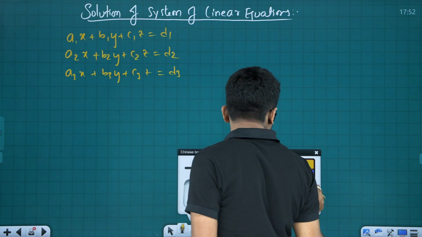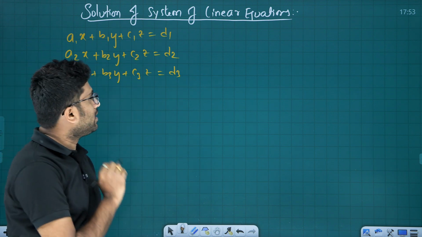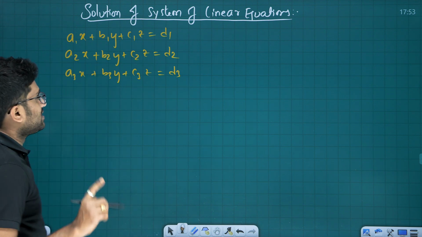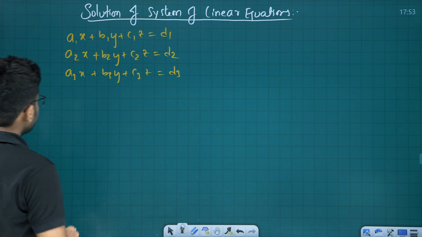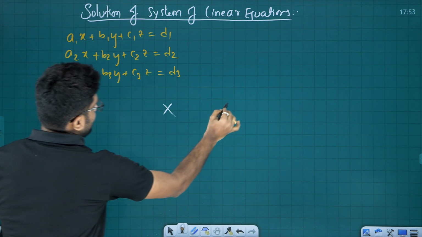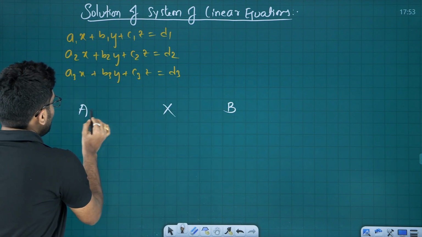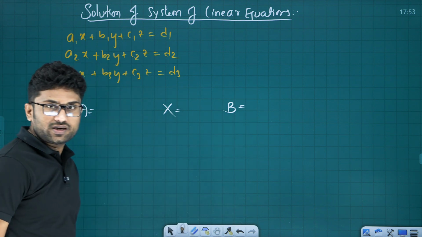First, what we do for solving by using the matrix inversion method. First we'll solve by using the matrix inversion method. In the matrix inversion method, what do we do? First we'll take 3 matrices A, X and B. A is called the coefficient matrix, X is the variable matrix and B is the constant matrix.